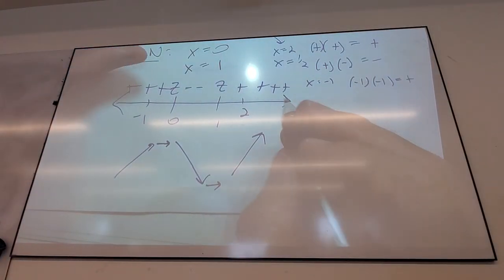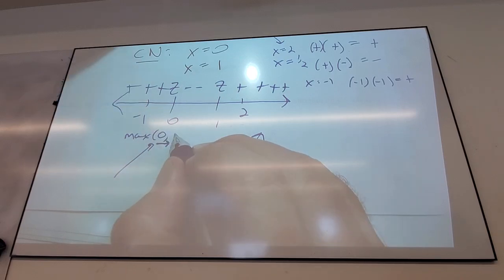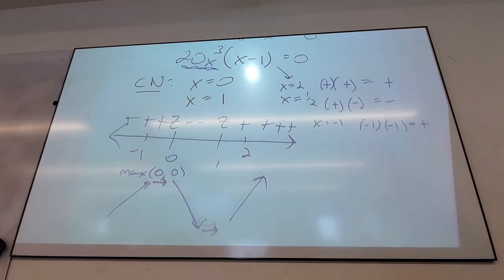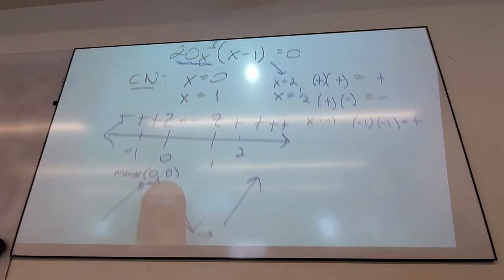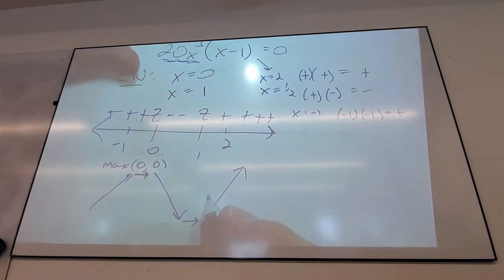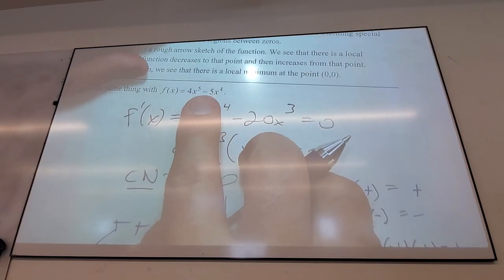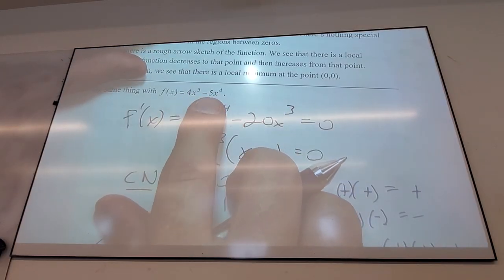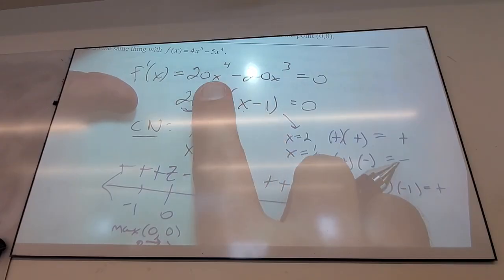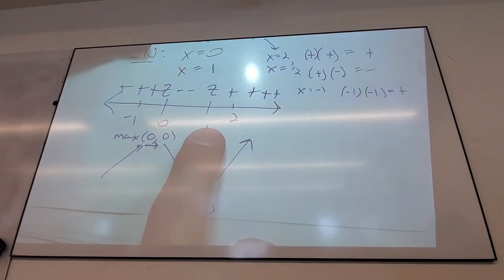And what is the max? 0, 0. Yeah, 0, 0. And where'd you plug the 0? In the function, yes. And then what's the min? 1. And then if you plug a 1 in here, 4 minus 5 is negative 1. If you plug a 1 in here, of course the answer is 0. We already knew it was 0. That's why it was a critical number, yeah?